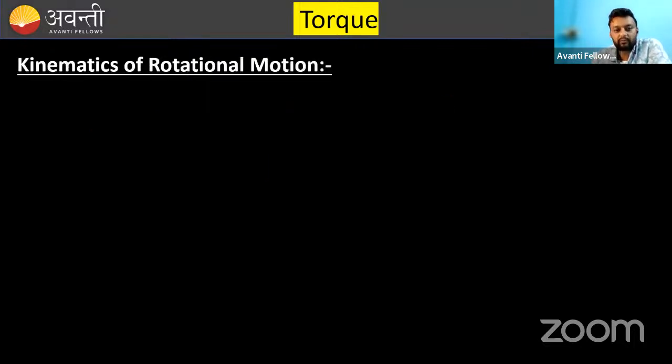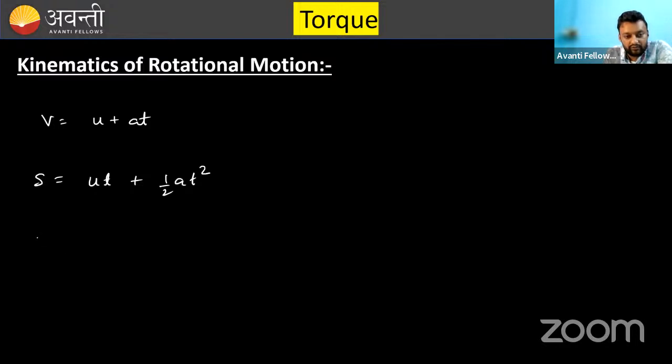Now, kinematics of rotational motion. Now we are going to write the kinematic equations. If I write the kinematic equations for linear motion, you know the equations. One is v equals u plus at. Another equation is s equals ut plus half at square. The third equation is v square equals u square plus 2as. I think it is clear. You know the equations. These are the kinematic equations.